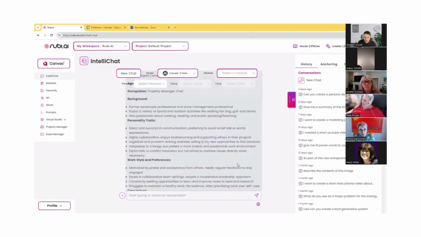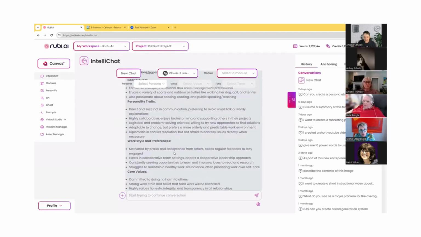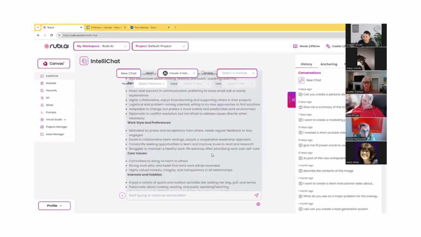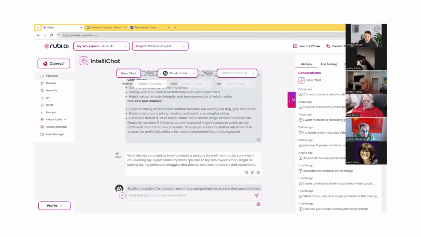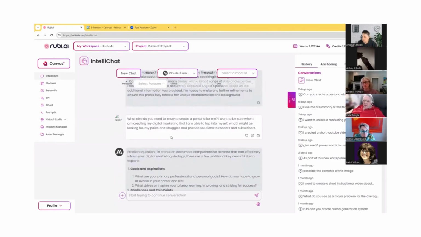And when I look at this, I can relate to this. I can say, yeah, that's me. I can live with this. This is good. So I then said to her, like I said before, don't stop there. So what else? What else do you need to know to create a persona for me? I want to be sure when I'm creating my digital marketing that I'm able to tap into myself, what I might be looking for, my pains and struggles, to provide solutions to readers and subscribers.